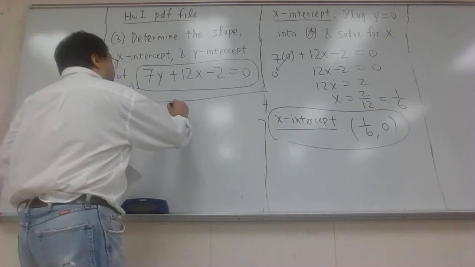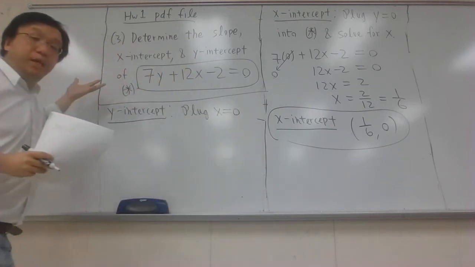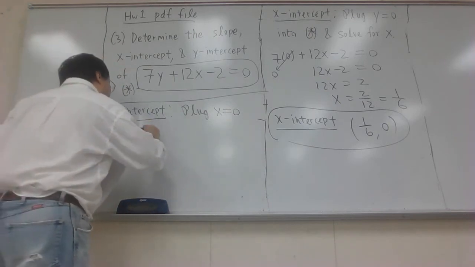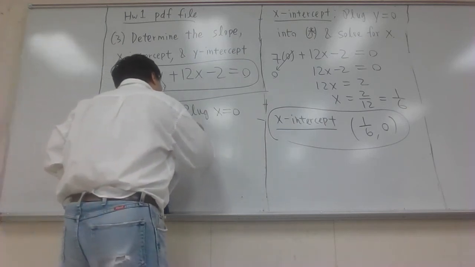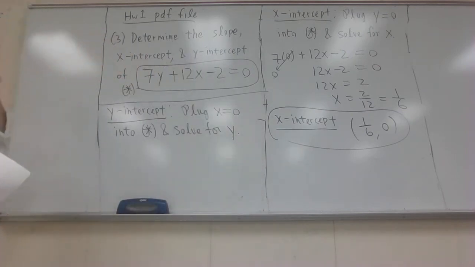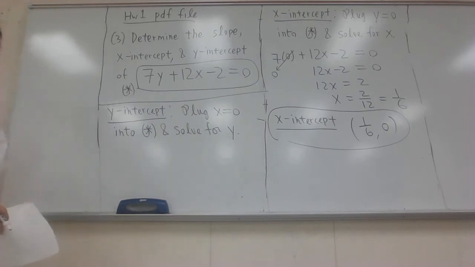So then you plug x equals 0 into the equation of the straight line, into this equation star, and you solve for y. From last time, the y-intercept of the straight line is the point on the straight line where x is equal to 0. So to find the y-intercept, you plug x equals 0 into the straight line equation, and you solve for y.